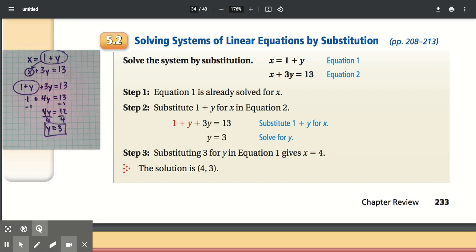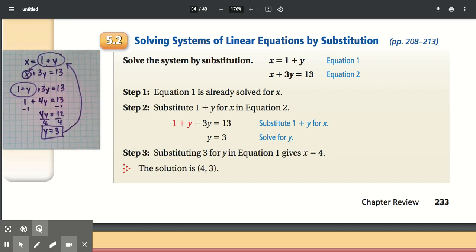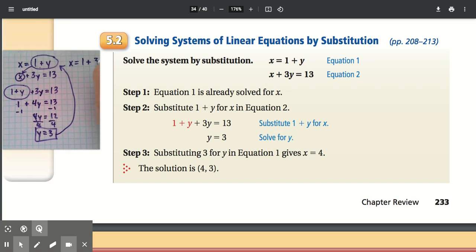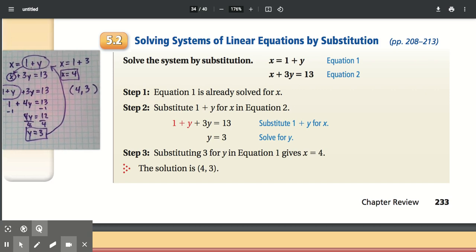Are we done? No, because you're going to take that value for y, put it back up into your original equation, and solve for x. So when you do that, you'd have x equals 1 plus this value for y, which is 3. So you'd say x equals 4. And then you have everything you need to write your ordered pair that would tell you where these two lines are going to cross. So we didn't have to graph it.